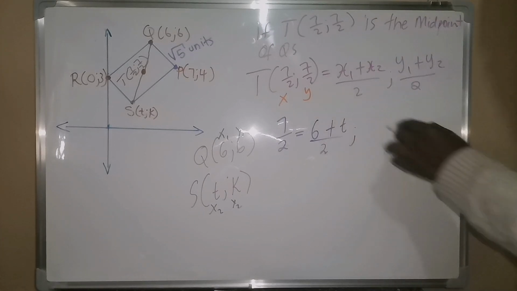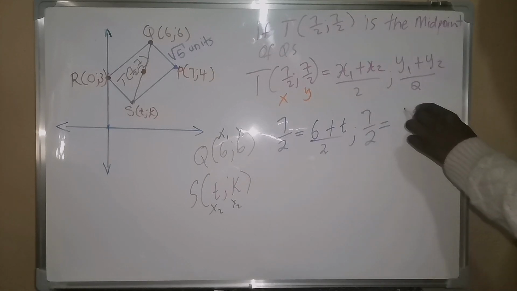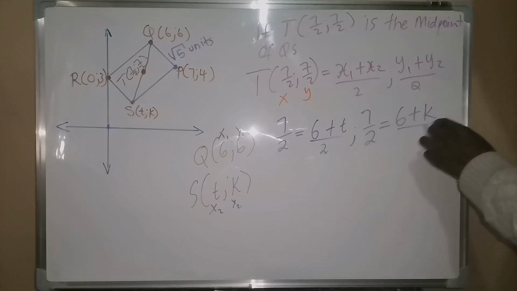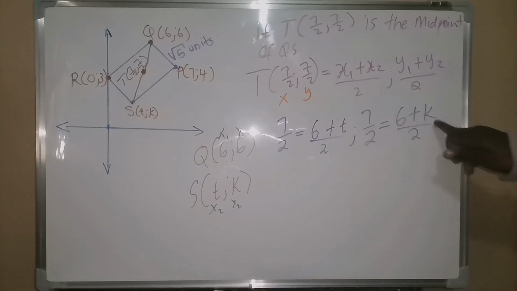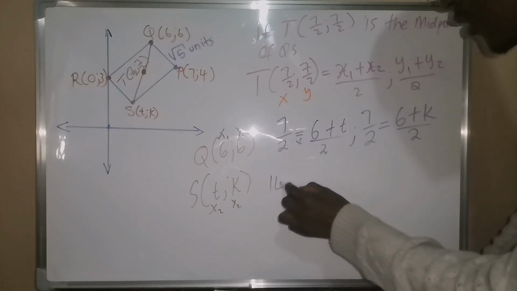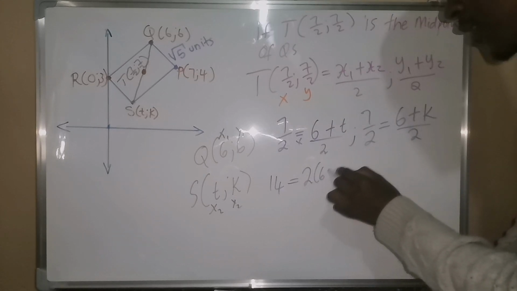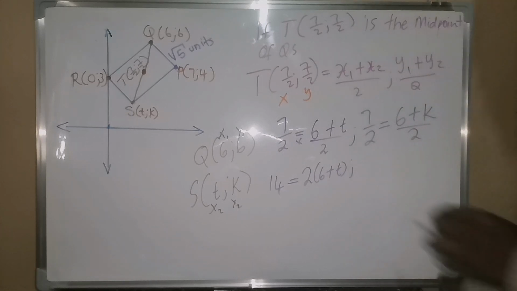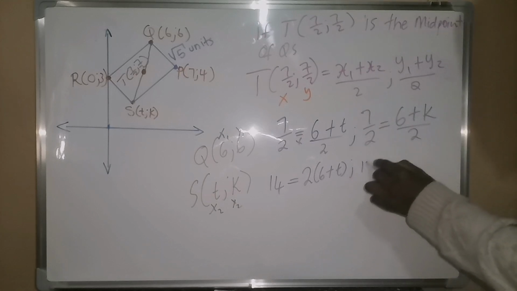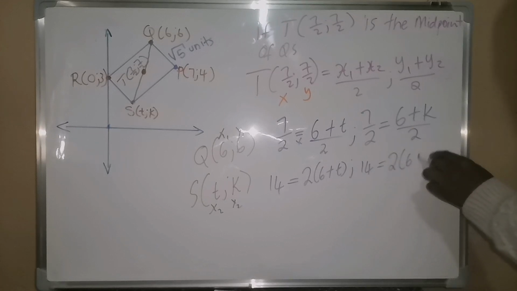For y, it is 7/2 again, you introduce an equal sign in the middle: y1 which is 6, plus y2 which is k, over 2. Solve for t, solve for k. Now cross multiply. 7 times 2 is 14, equal to 2 times (6 plus t). Again, when you want to find k, you cross multiply again: 7 times 2 is 14, equal to 2 times (6 plus k).